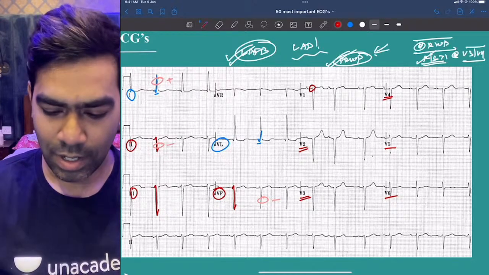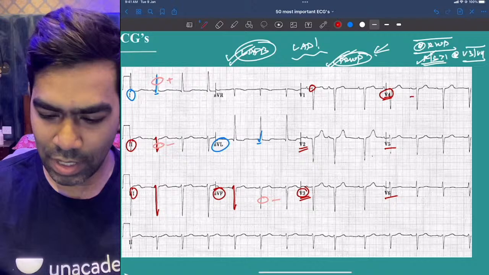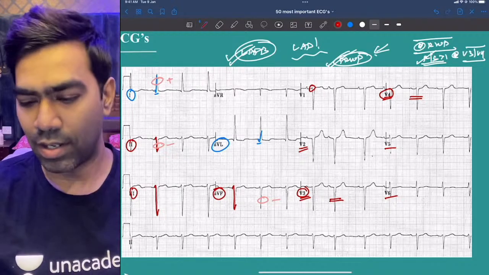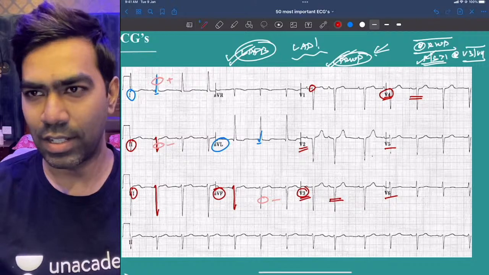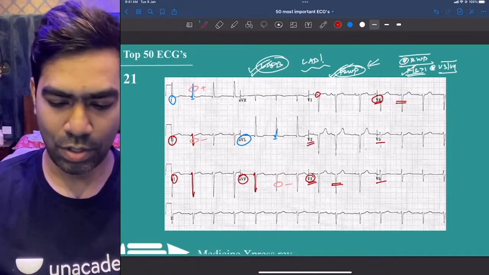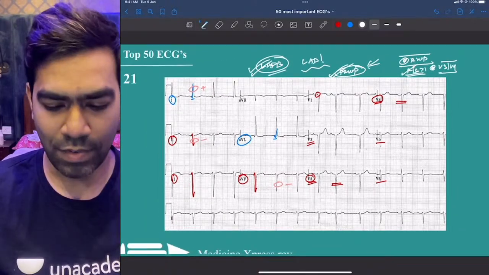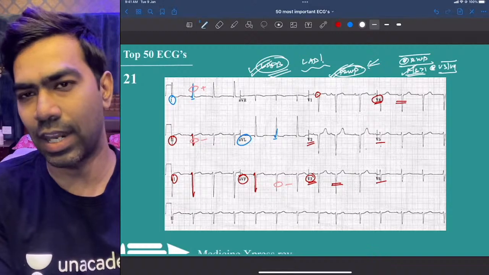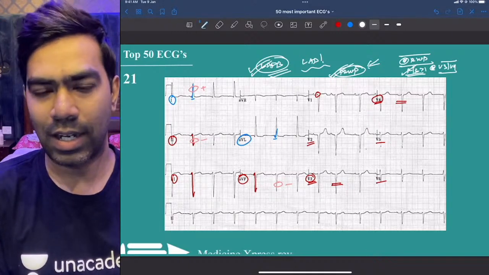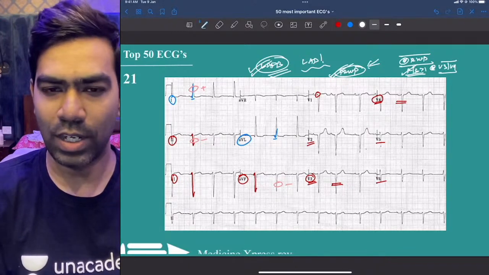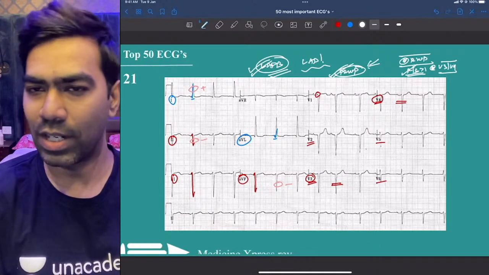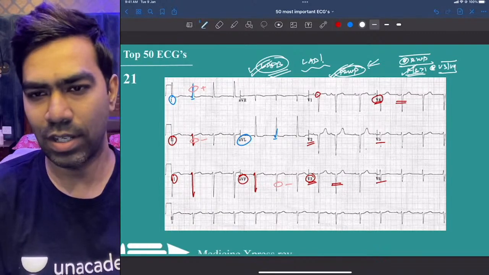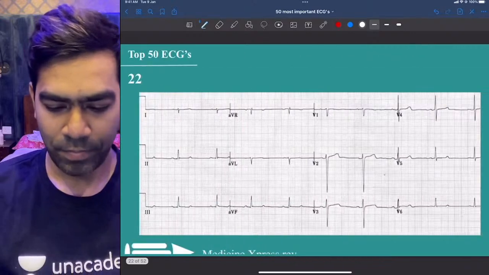As you can see here, at V3 and V4, your R waves are still not prominent and your S waves are the ones which are dominant. So that is the reason why it is called poor R wave progression. So another important cause of poor R wave progression is left anterior fascicular block. So what are you going to see in LAFB? You're going to see those classical RS complexes in leads 2, 3, aVF and QR complexes in lead 1 and aVL. And apart from that, you see left axis deviation, and you're also going to see poor R wave progression.